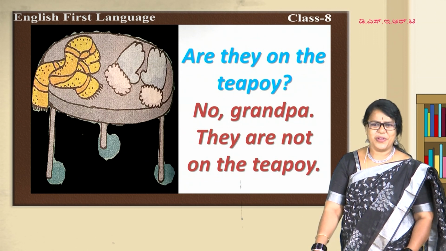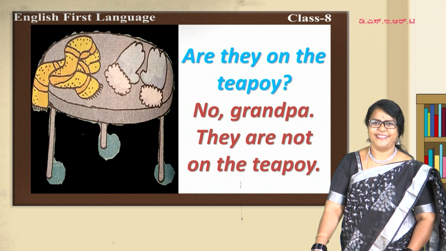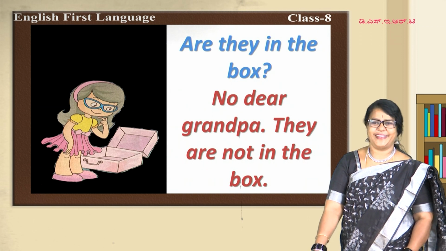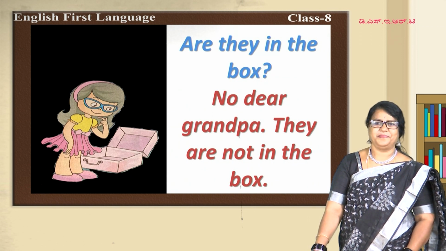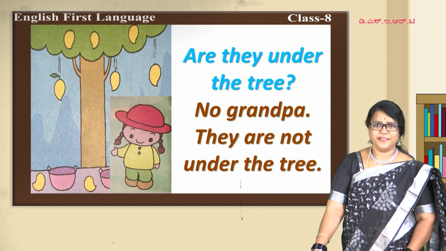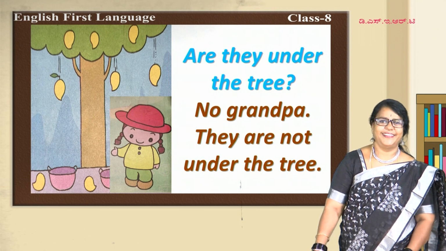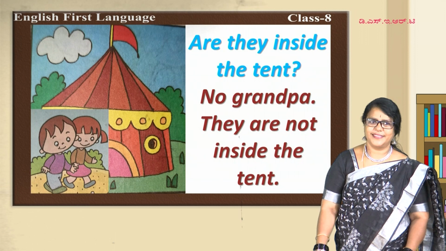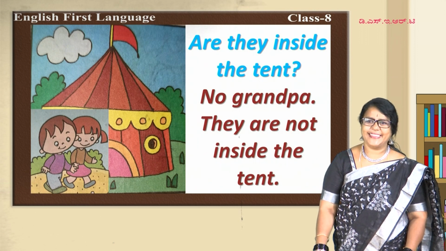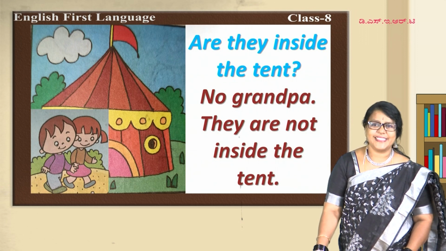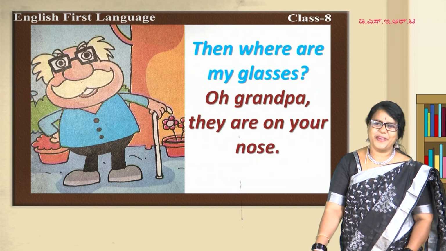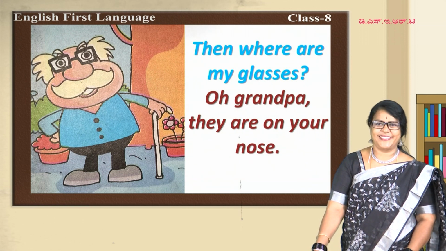No, Grandpa, they are not on the teapot. Good. Are they in the box? No, dear Grandpa, they are not in the box. Are they under the tree? No, Grandpa, they are not under the tree. Are they inside the tent? No, Grandpa, they are not inside the tent. Where are Grandpa's glasses? Then where are my glasses? Oh, Grandpa, they are on your nose.